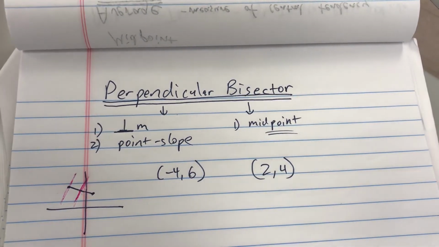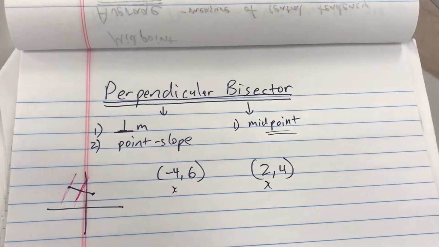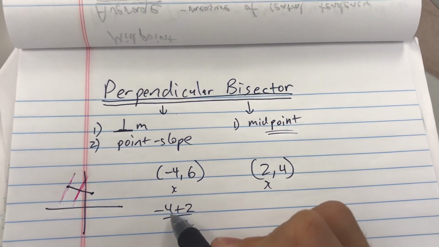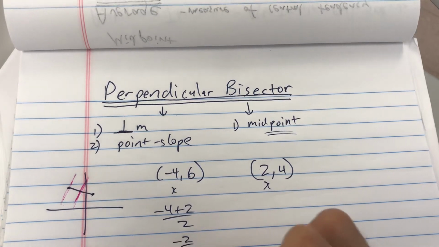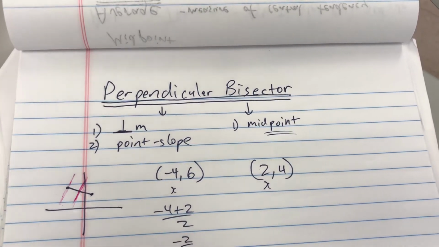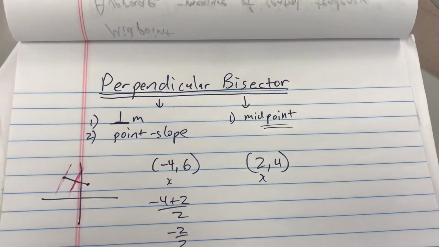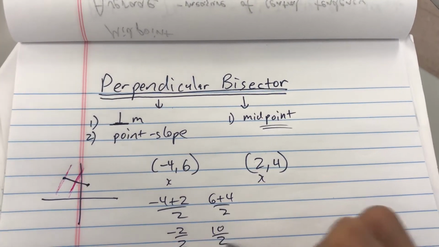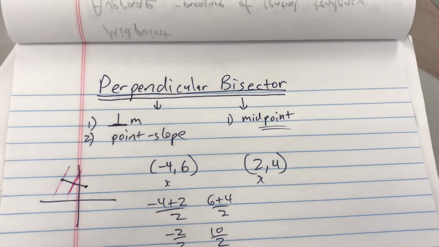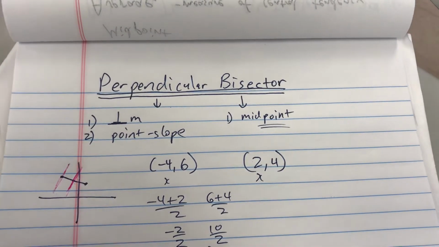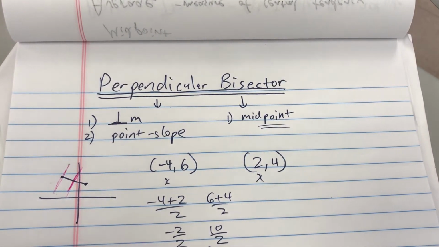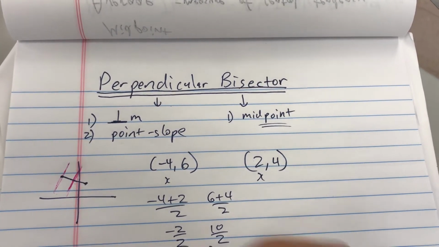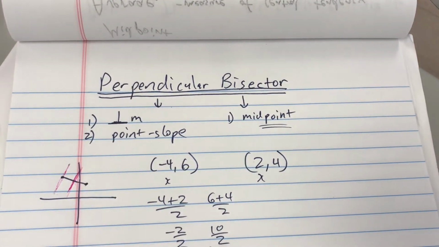So step one is to find the midpoint. Take the average of the x's, right? So -4 plus 2 divided by 2 is -2 over 2, which gives me -1, okay? So that's the average of the x's. The average of the y's: 6 plus 4 over 2 gives me 10 over 2, and 10 over 2 is going to give me 5, okay? So this is the midpoint, actually. I'm going to write M, okay? So that's the first thing that you have to know.